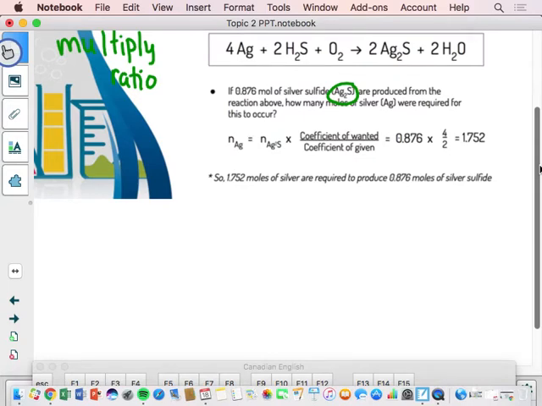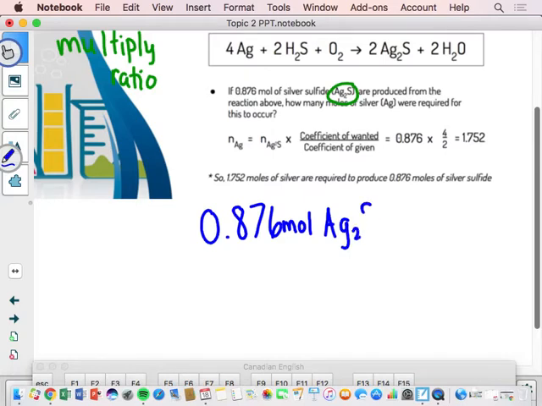It says the amount of moles that we have of the thing they've given us in the question, so Ag2S, times the coefficient of the thing we want, divided by the coefficient of the thing given. So they gave us 0.876 moles of Ag2S. We're going to multiply it by our coefficient of wanted. What's the thing we want? The question's asking how many moles of Ag. So Ag is going to go on the top. What was given to us is Ag2S.